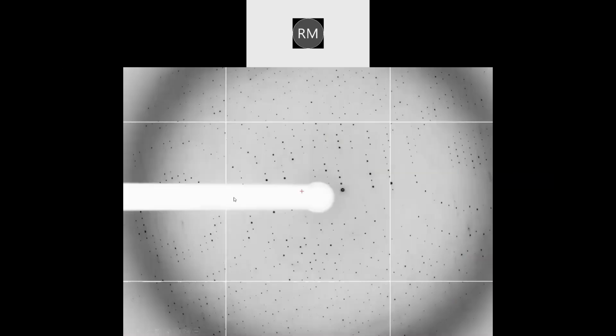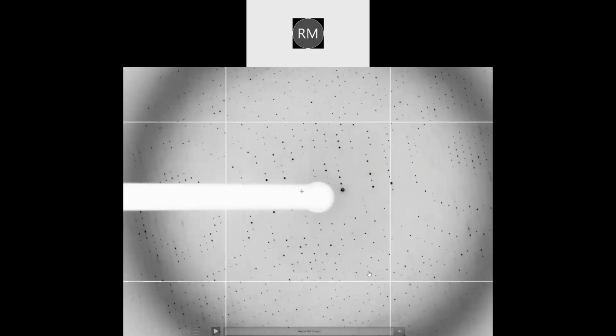So this is the diffraction pattern. As I told you, in the center there is a direct beam stop, and you get a diffraction pattern. So dots like these patterns.